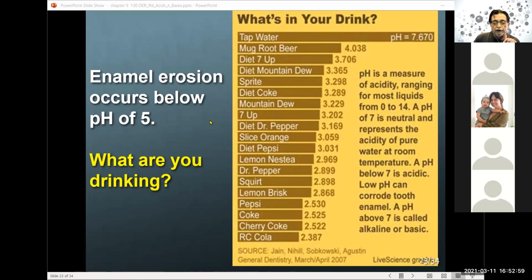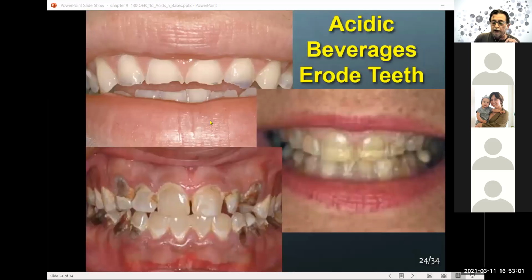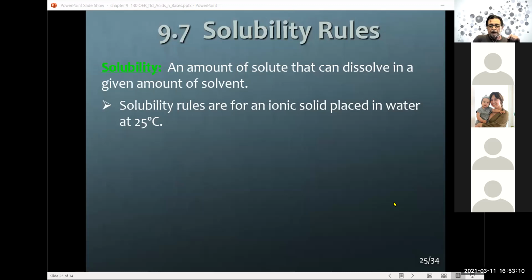Okay, why are you concerned about this? Well, this can happen. You don't want that to happen to your enamels, because your enamel gets broken up quite easily. Okay, this brings us to solubility. Any questions before I progress?